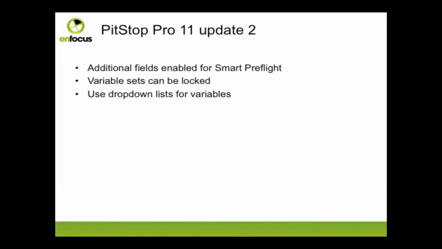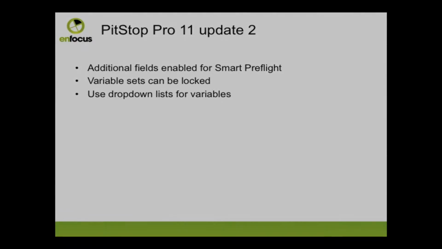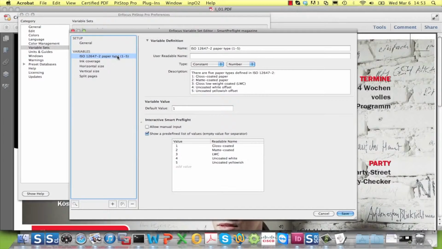The most noticeable change for the users is the support for drop-down lists. Here we see an example of a variable that requires the user to provide a paper class type. Now, instead of letting him type a number or a name, we can now define a fixed list from which he will be able to choose. This is easier for the user and it avoids typing errors.